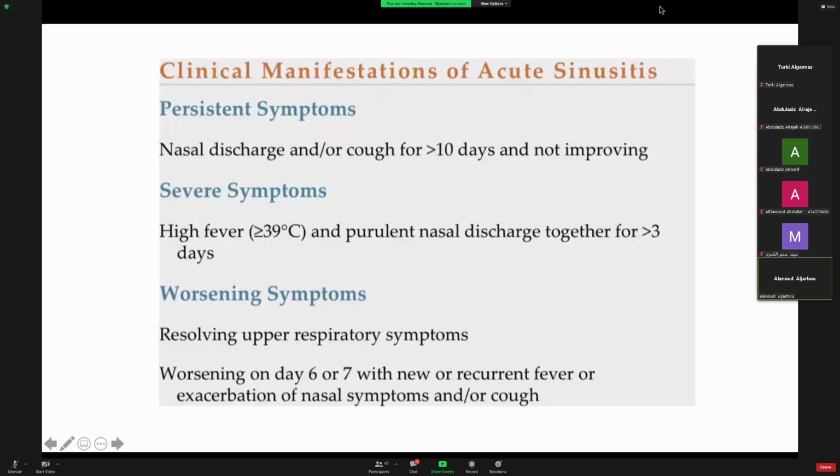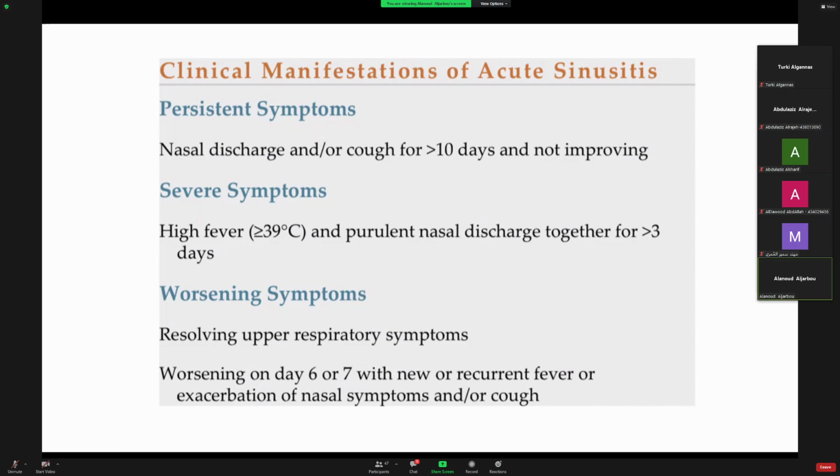Usually it's a clinical diagnosis. The patient presents with one of 3 presentations. The most common is persistent or worsening symptoms. The patient presents with nasal discharge or cough for more than 10 days without any improvement. That we call persistent symptoms of acute bacterial sinusitis.